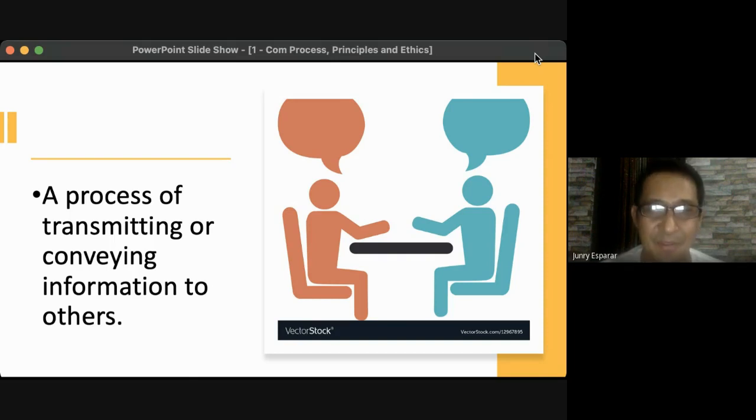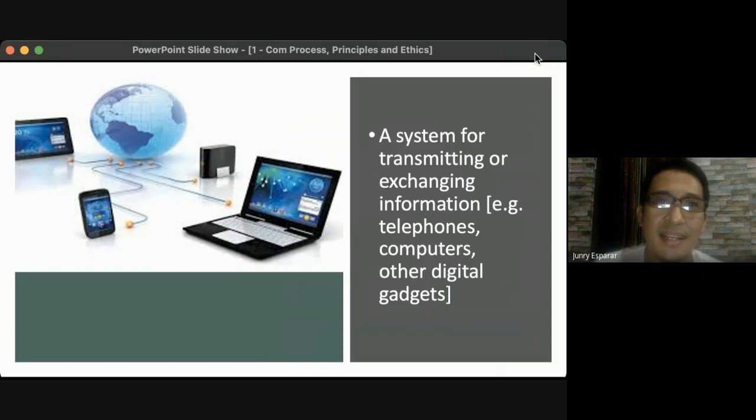And our medium, of course, it could be words. It could also be hand gestures. And if that person understands you, then it simply means that, perfect, your communication is understood. Second is a system for transmitting or exchanging information, such as telephones, computers, and other digital data or gadgets.